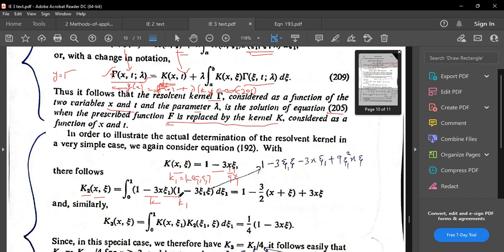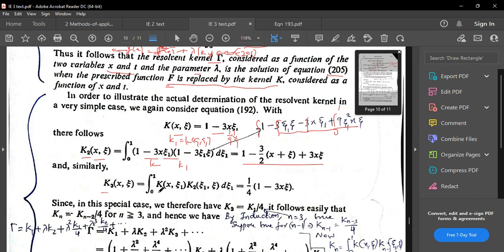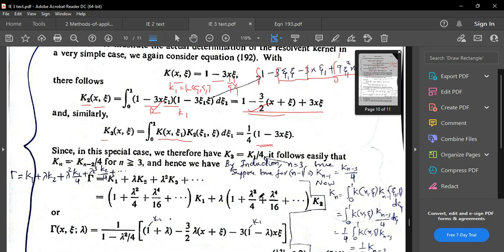By expanding these two factors, we will get 1 minus 3 x square. By integrating all these factors from 0 to 1, we will end up here. Just integrate. Likewise, k3 can be written as k into k2. K2 we know, and k we know. So multiplying this with this factor and integrating, we will end up here. Also we came to know that k3 is equal to 1 by 4 into k1, because k1 is this one.